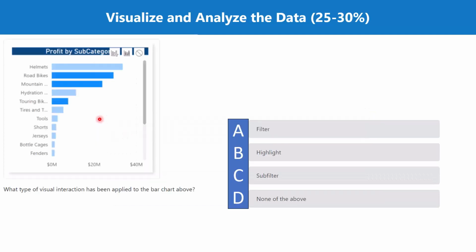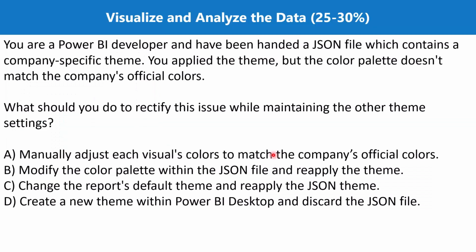So if we come here, we can see that these three icons are representing the visual interaction, and here you can see that this central one, which is highlighted in black, is the highlight option. So that is why the highlight option is applied to this bar chart, and this is the correct result to this question.